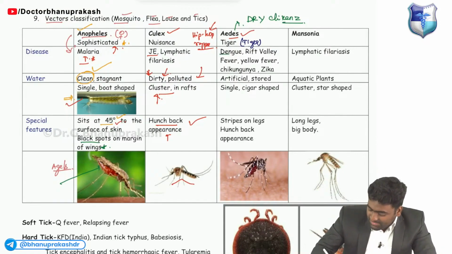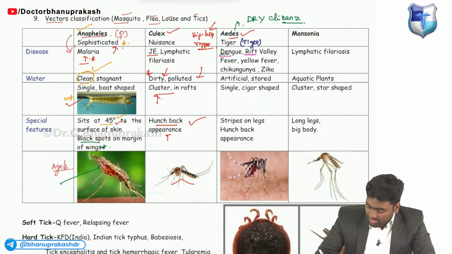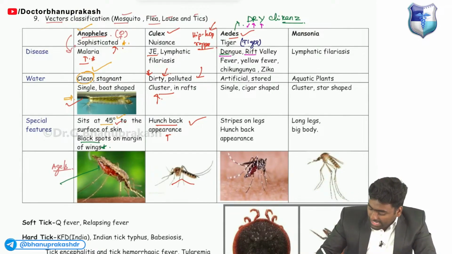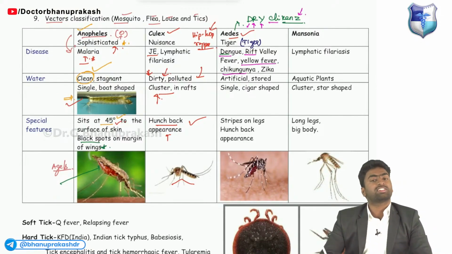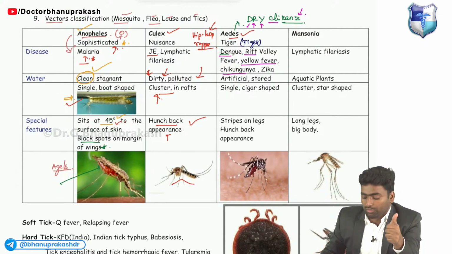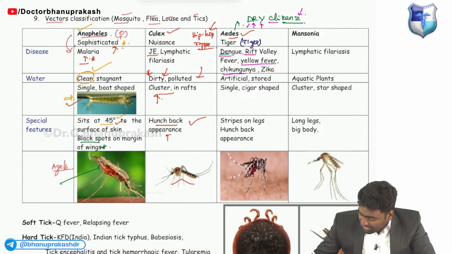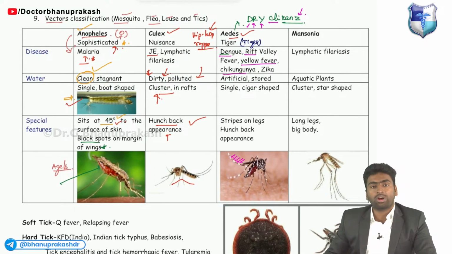So remember, the diseases caused by this Aedes mosquito include dengue fever, Rift Valley fever, yellow fever, chikungunya, and Zika virus. D for dengue, R for Rift Valley fever, Y for yellow fever, then chikungunya and Zika virus disease. So all of these will be spread by this Aedes mosquito, which is known as tiger mosquito. It will be having white and black stripes.